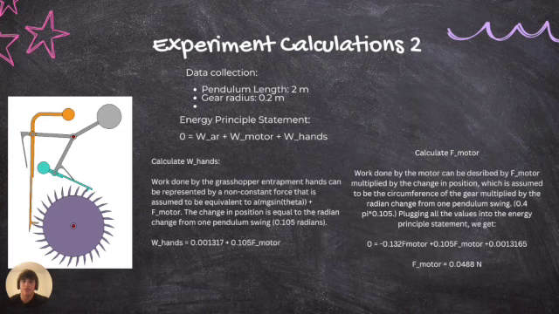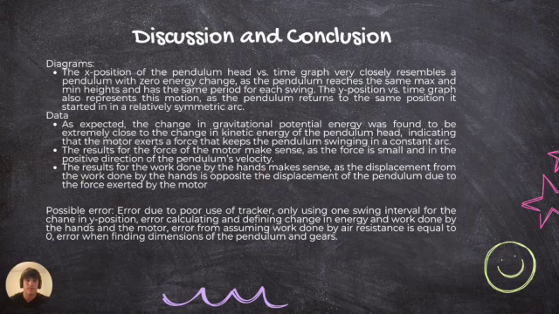To calculate force of the motor, I found the work done by the motor by multiplying force of motor by the change in position, the circumference of the gear multiplied by the radian change of one half swing. I then plugged all these values into the energy principle statement and found the force of the motor to be 0.0488 newtons.